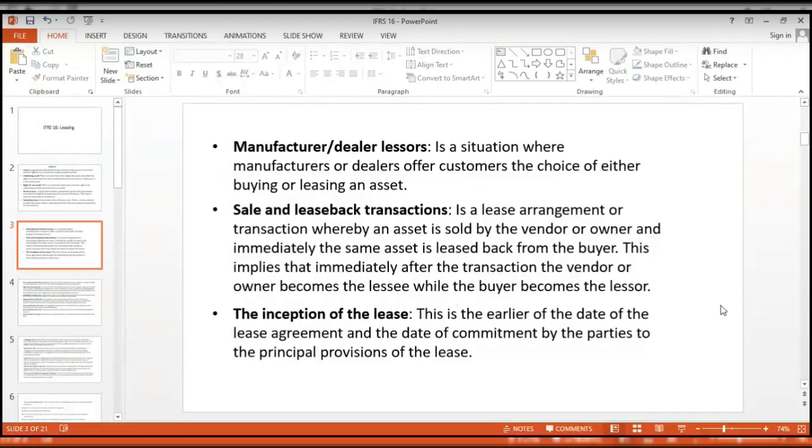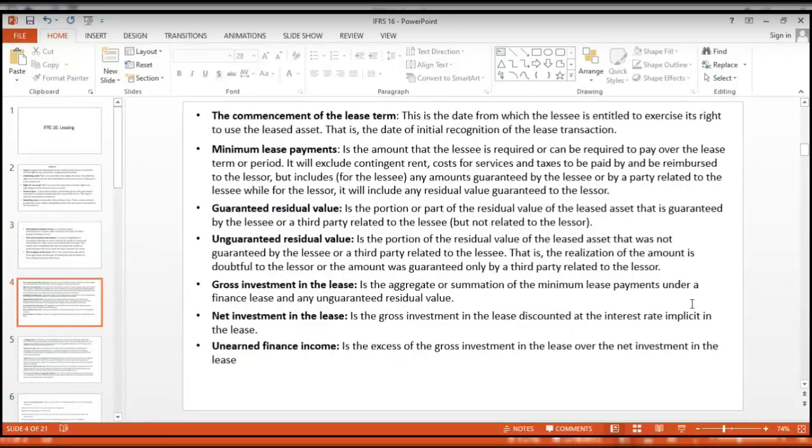Then we have the inception of the lease. This is the earlier of the date of the lease arrangement and the date of commitment by the parties to the principal provisions of the lease. The time we call the inception of the lease is which one is earlier, the day that the commitment is made by the parties or the day that the agreement is signed. That is going to be the inception. The earlier of those 2 dates is the inception of the lease.